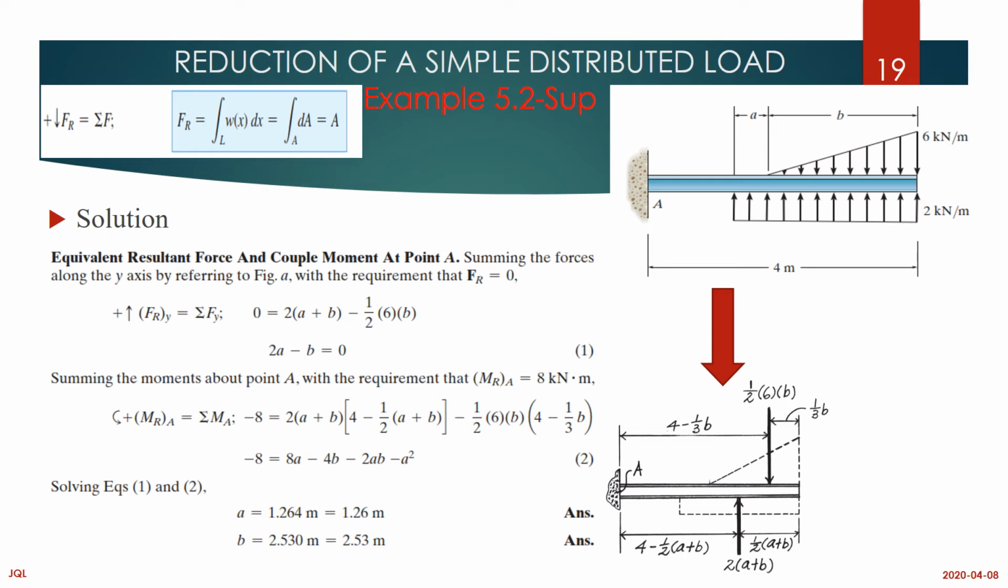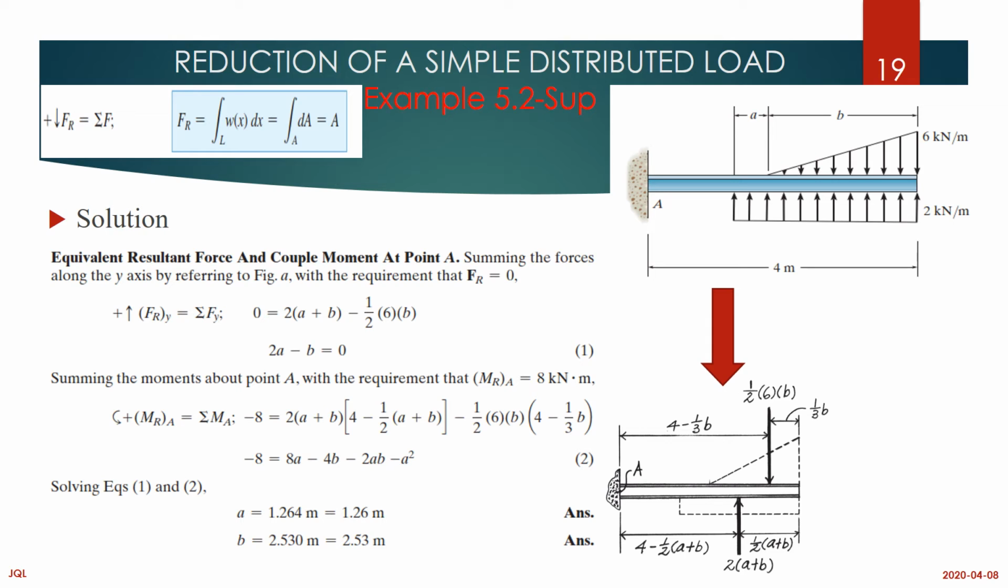Summing the moment about A with the requirement that the couple moment is equals to A, which is going to give you that. Summation of moments is negative 8. As you agreed, clockwise is negative. Will be equals to 2A plus B brackets 4 minus 1A plus B.